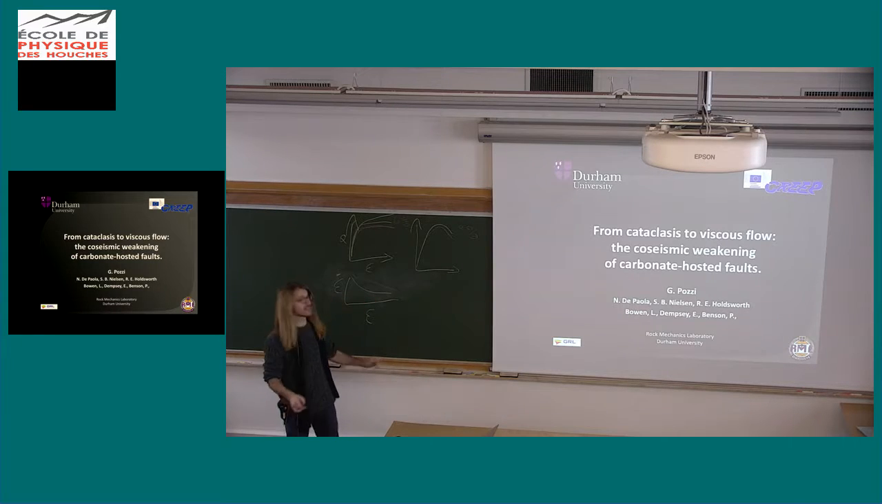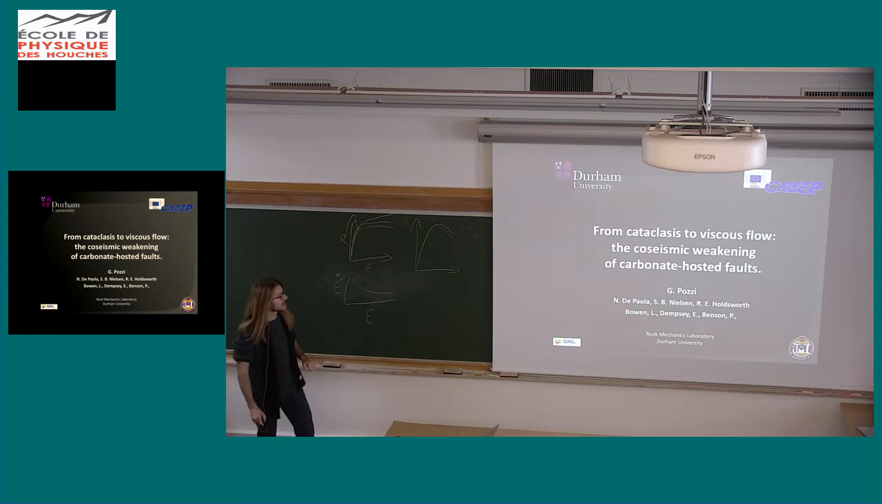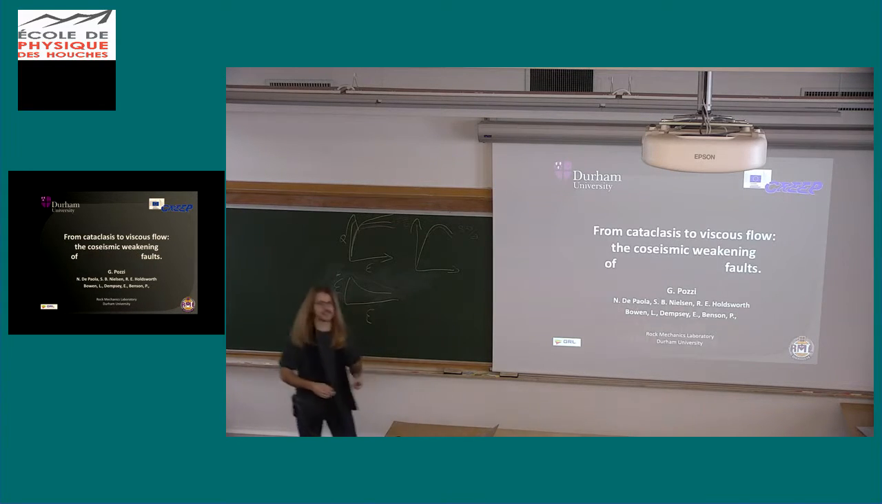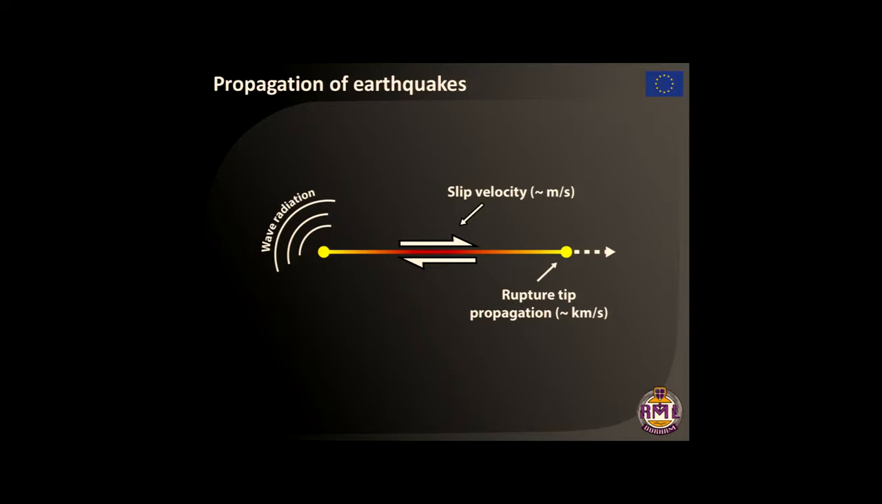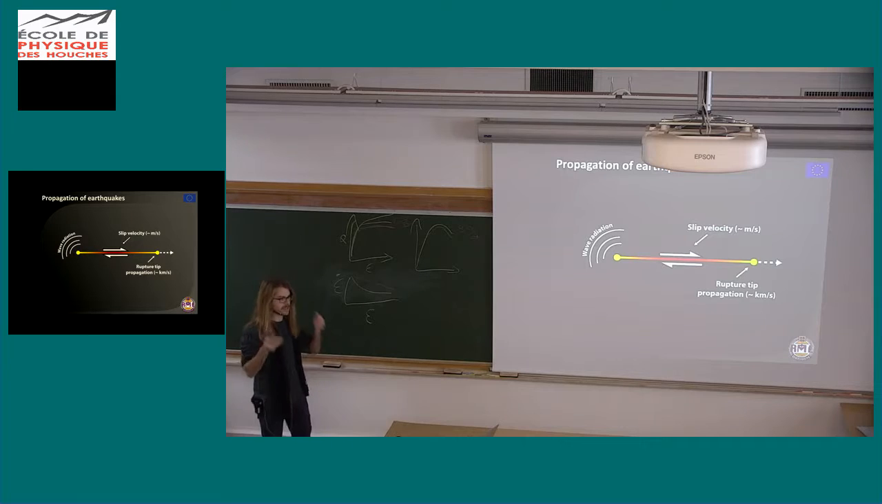Let me start with this: cataclasis from viscous flow. This is actually the title I decided to present here. But with also experiments I did 2 days before coming here, I wanted to be a little bit more aggressive towards the end, maybe remove the carbonate-hosted faults and be more generic to see a little bit the big picture. But weakening along faults, we have seen it in the nice introduction today and the other days too.